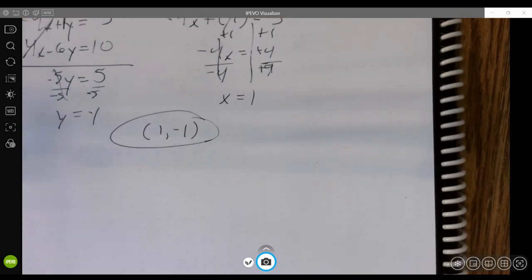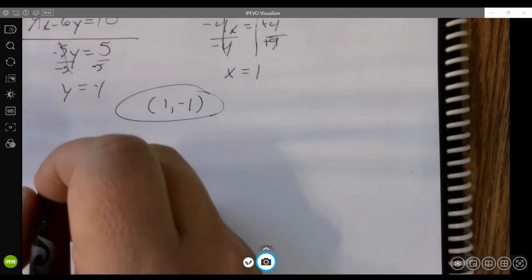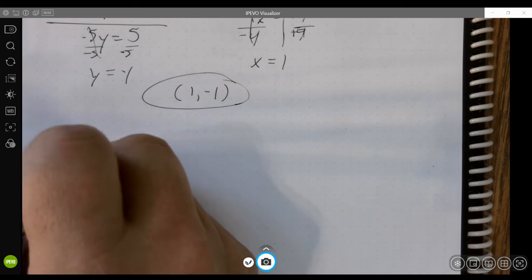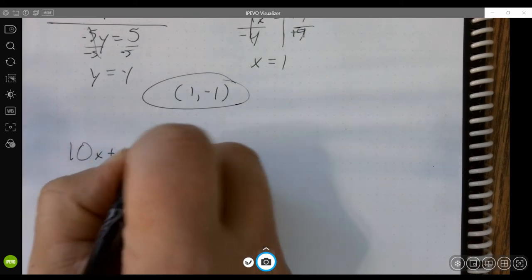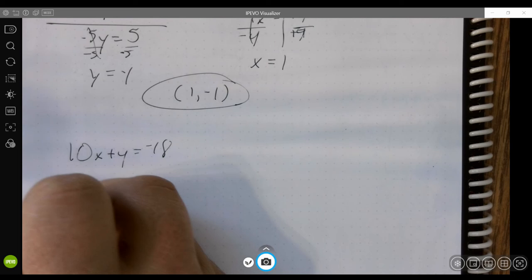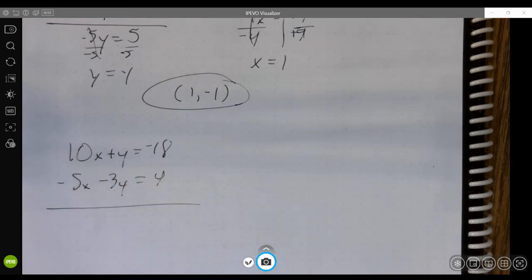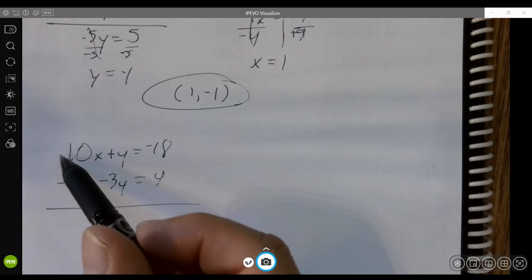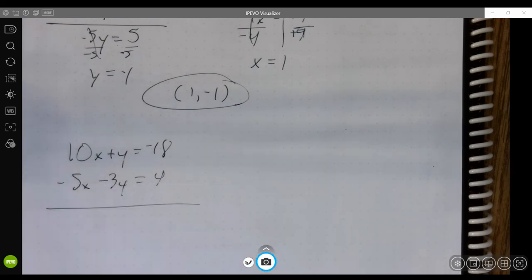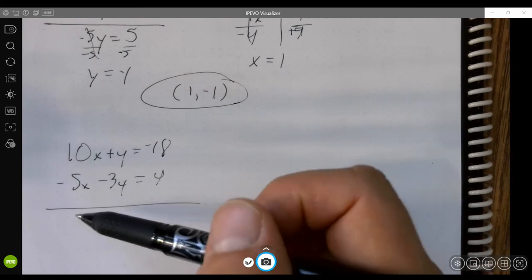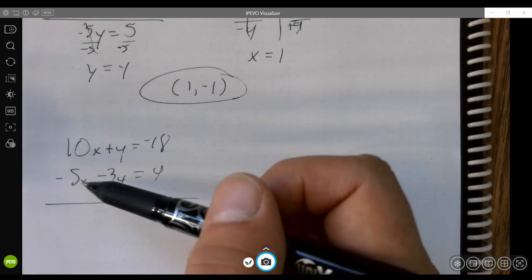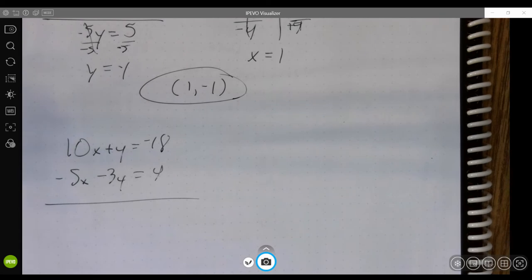Okay. All right, sometimes we need to multiply one of the rows by something. So let's just do one of those or two of those here. Let's say I have 10x plus y equals negative 18, and negative 5x minus 3y equals 4. So I have opposites, one positive, one negative, one positive, one negative. But what I don't have is same numbers. I can't eliminate anything right now. If I added down, I'd get 5x minus 2y. I need one variable. So what I would do here is pick one of the variables.